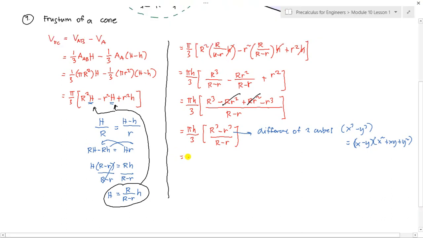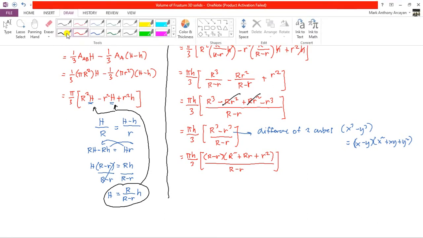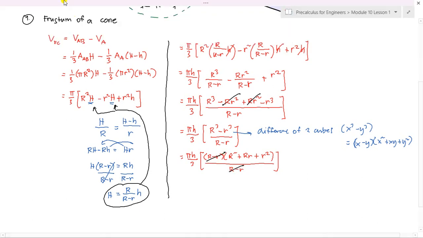So it becomes pi H over 3, then that would be R minus r multiplied by R squared plus Rr, then plus r squared, divided by R minus r. So we see that this cancels. Therefore, what's left is pi H over 3 multiplied by R squared plus Rr, then plus r squared.